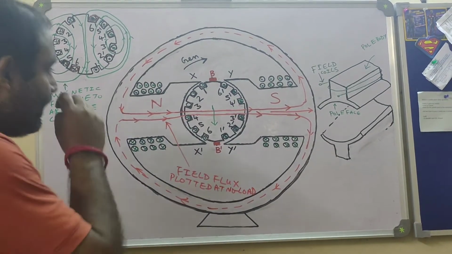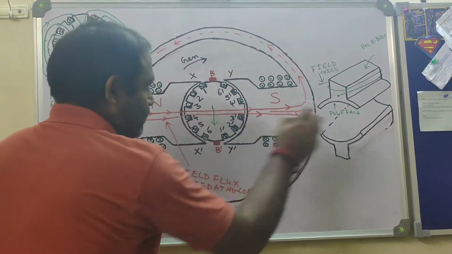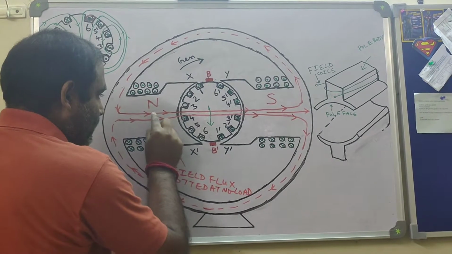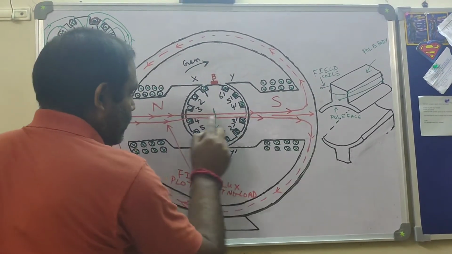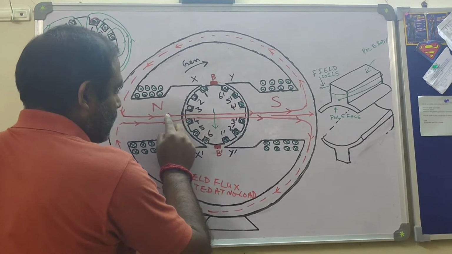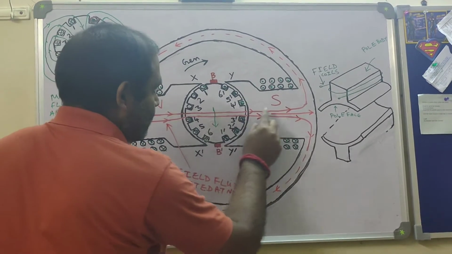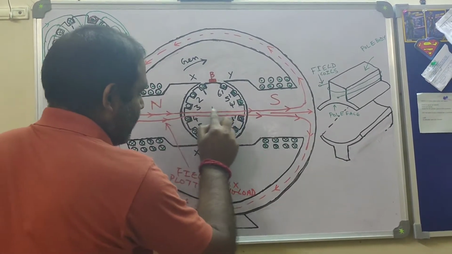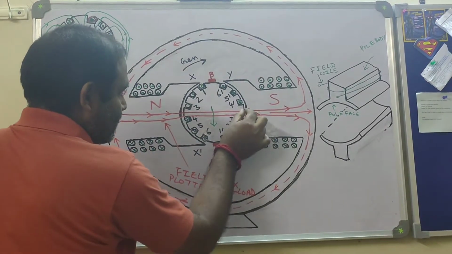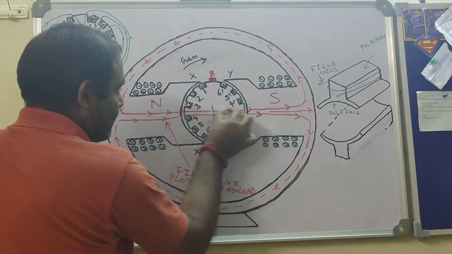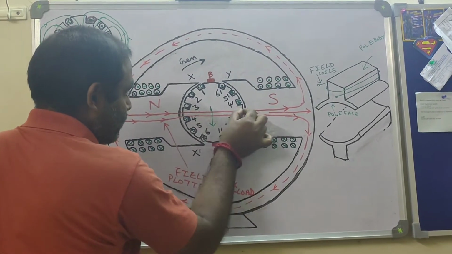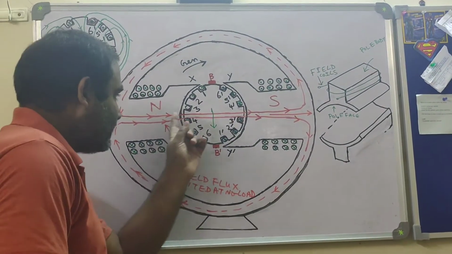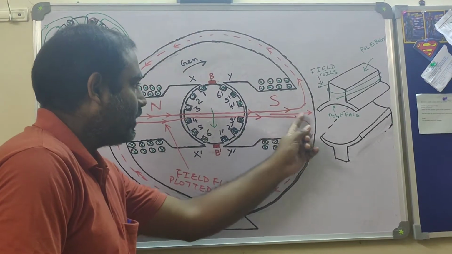Along this axis, which we are calling the field winding axis, or the MMF axis of field winding, if you measure the air gap length, you will find it is very small. It's a minimum. So we call this axis our polar axis.